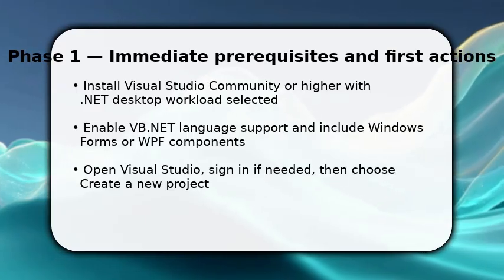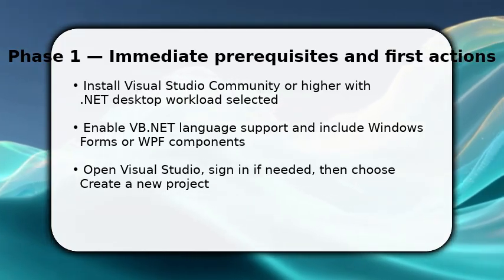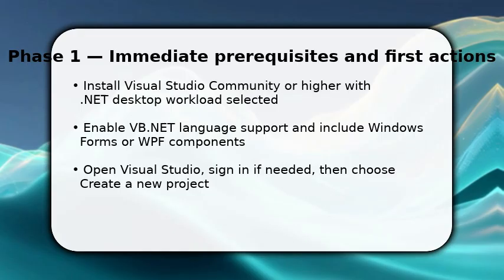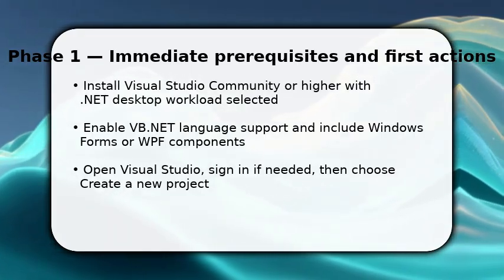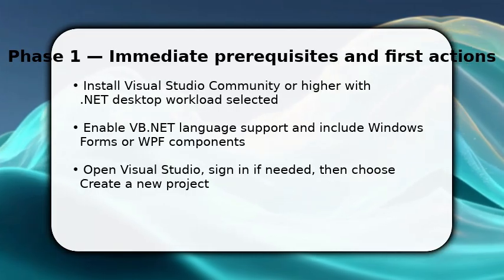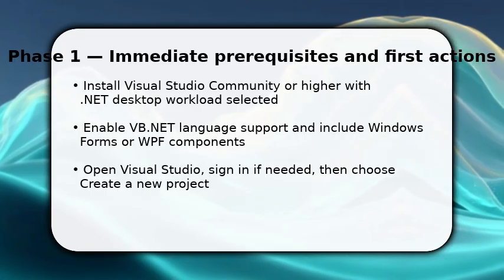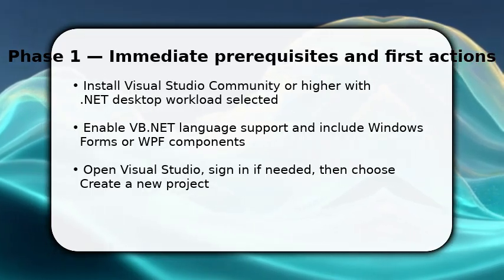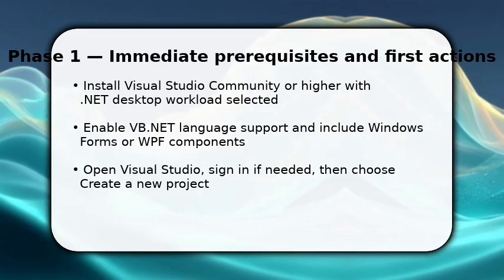You start by confirming prerequisites: Visual Studio with the .NET desktop workload and VB.NET enabled. Once installed, open Visual Studio and sign in if prompted. This syncs settings. Next, click Create a new project and filter by Visual Basic to save time. Choose a Windows Forms app or WPF app depending on interface needs, name the project, and set location.